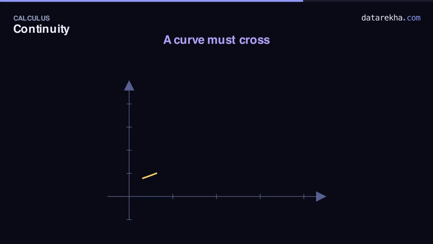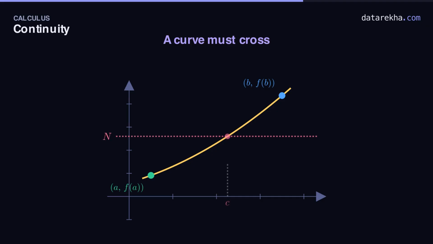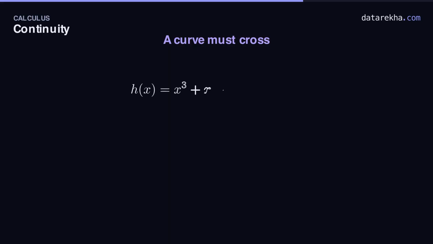Here's a continuous curve, running from the point a, f of a on the left, up to b, f of b on the right. Pick any height strictly between the low value and the high value. Slide a horizontal line across at that height. Because the curve has no gaps, it is forced to cut clean through that line, at least once. There's the crossing point c. That's the intermediate value theorem. A continuous function on a closed interval takes every value between f of a and f of b at least once. And here's why that matters.